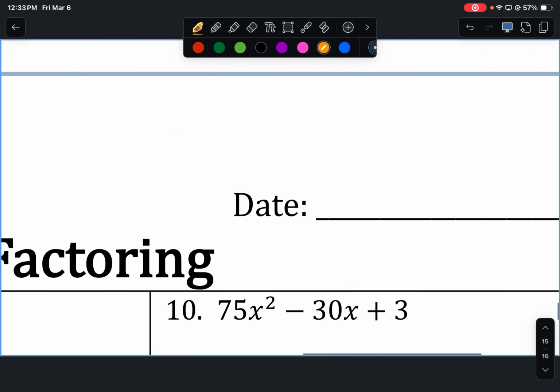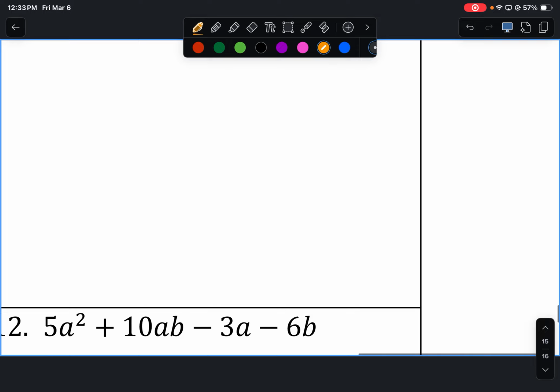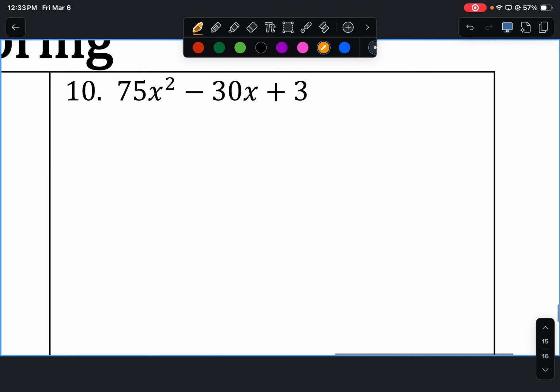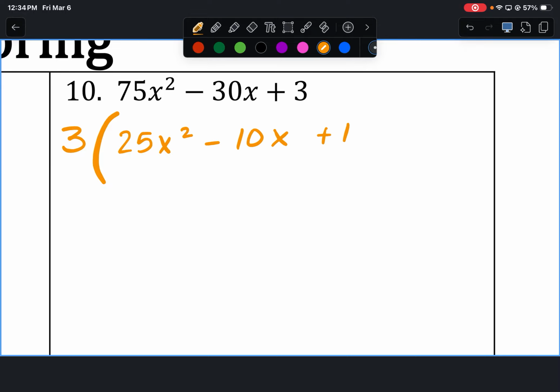Now we're going to flip and look at the back. Okay. Number 10. How many terms are in number 10? 3. Does it have a greatest common factor? What is the greatest common factor? So if we take out 3, what does that leave us with? 25x squared minus 10x plus 1.